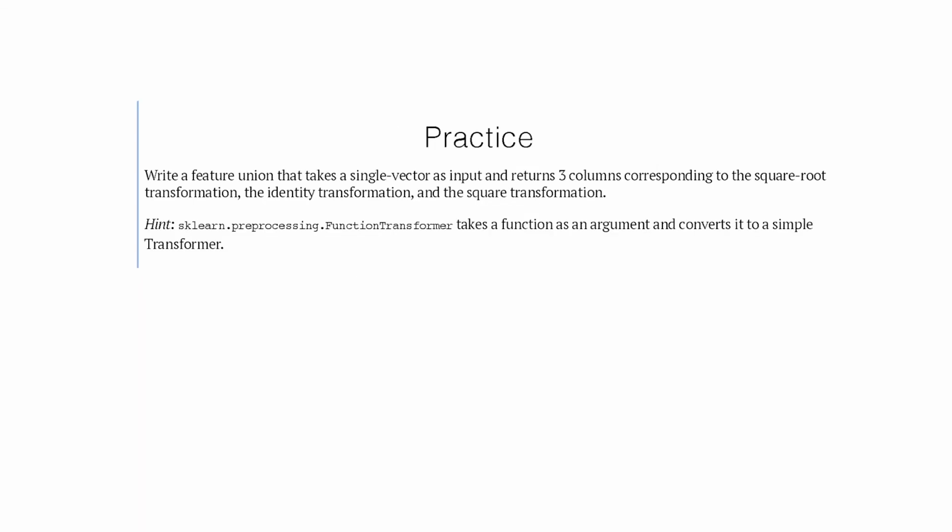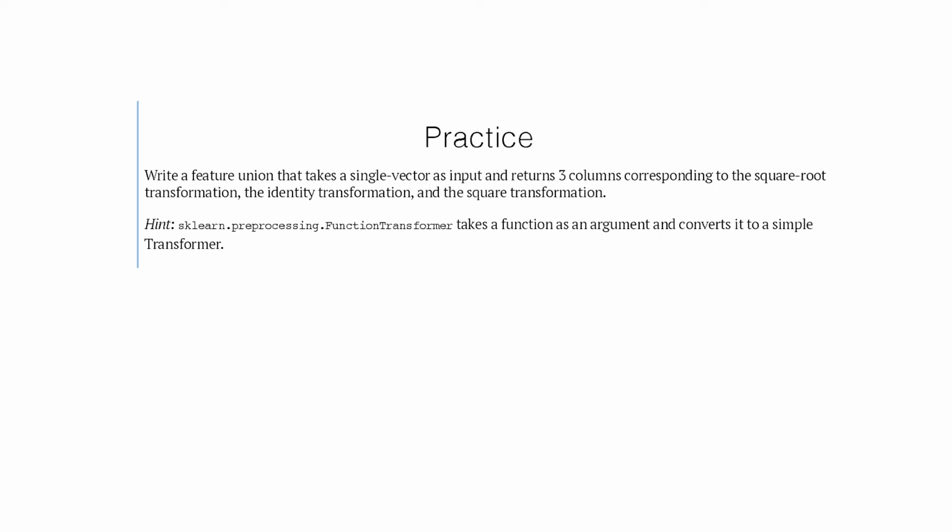Okay, so we have another opportunity here to practice. If you want to take a few minutes to try and write your own feature union that takes a single vector as input and then returns three columns corresponding to the square root transformation, the identity, and then the square transformation. This is the kind of thing that you might do in the context of a linear regression or something like that.